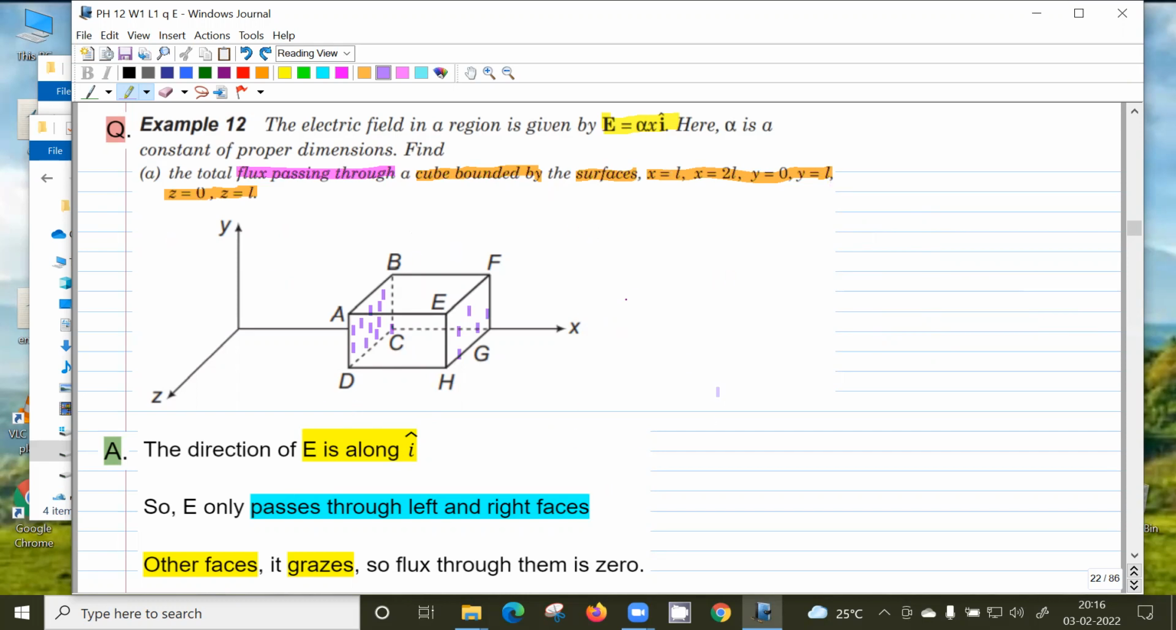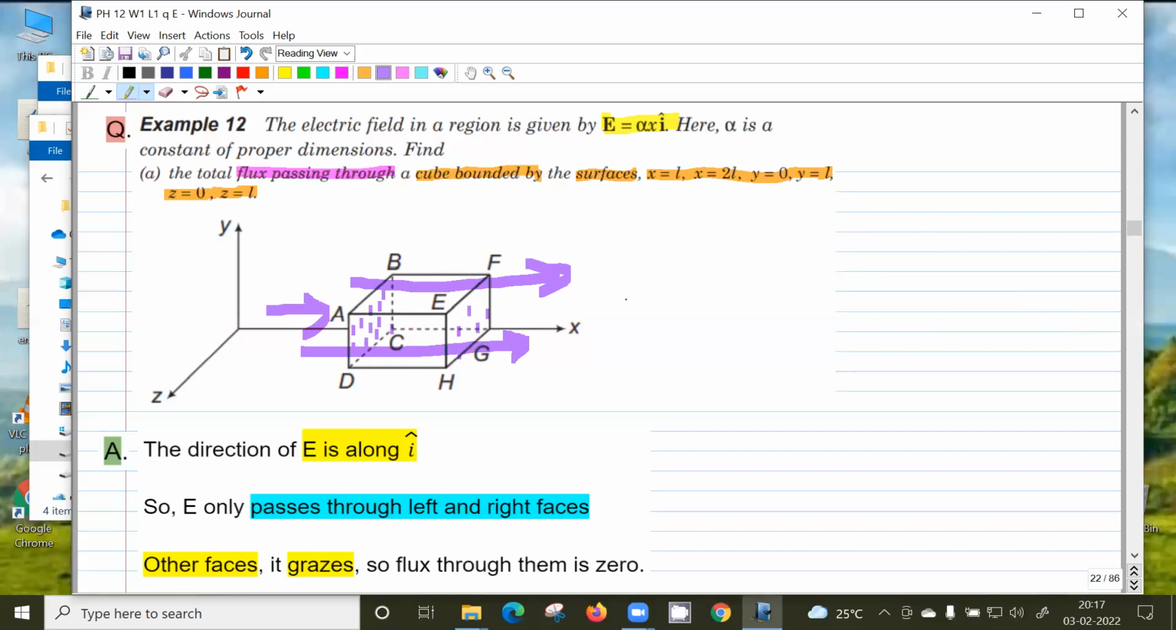So you have to find the flux passing through this cube, and the direction of the electric field is along i cap. Flux is basically the lines cutting the plane. Is it cutting the top, bottom, back, or front surface? It will just touch and go. It will not cut through them, right? Similarly, the front face will just touch the surface. The only surfaces it cuts through are the left plane and the right plane.